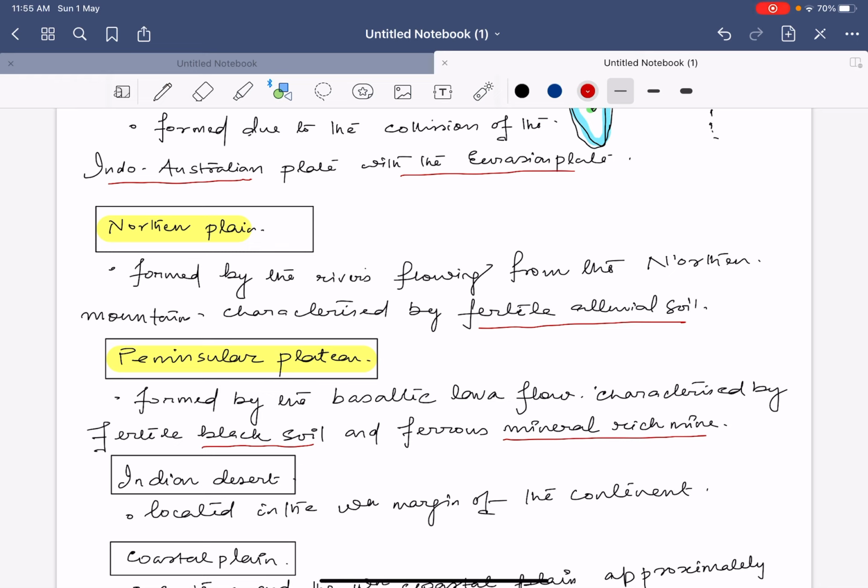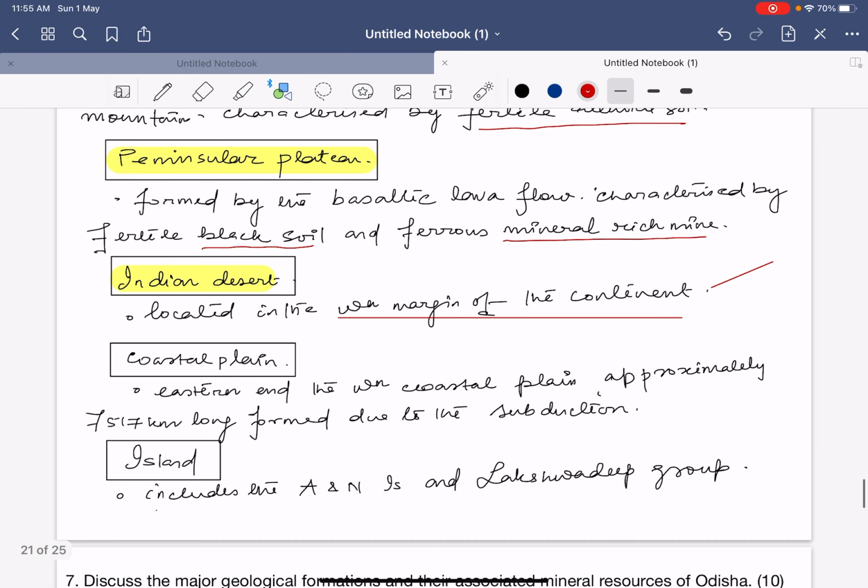Understood? Next, we have your Indian desert located in the western margin of the continent. Now, when I say that the Indian desert is located in the western margin of the continent, I can say that those who have already understood the explanation of the air mass can easily figure out why in the western margin of the continent we have the Indian desert. Coastal plains, simple. Eastern and western coastal plains, approximately 7517 km long, formed due to the subduction on both sides of the Indian plate.